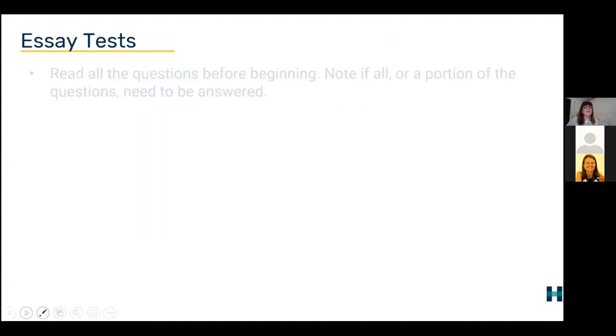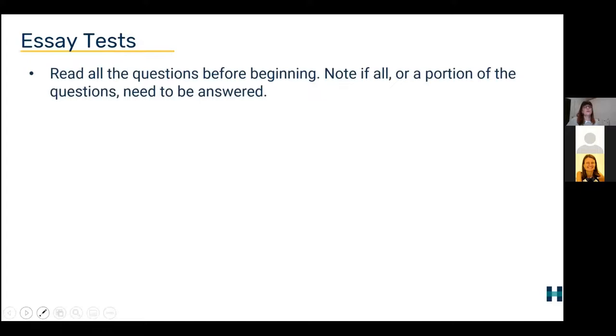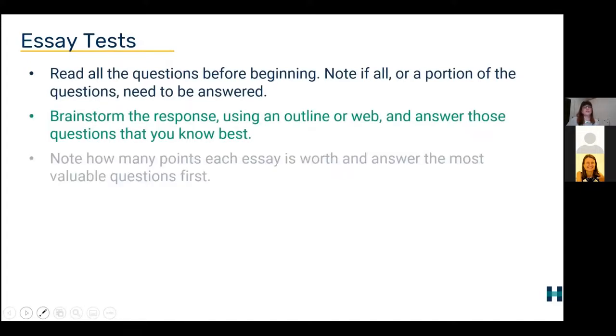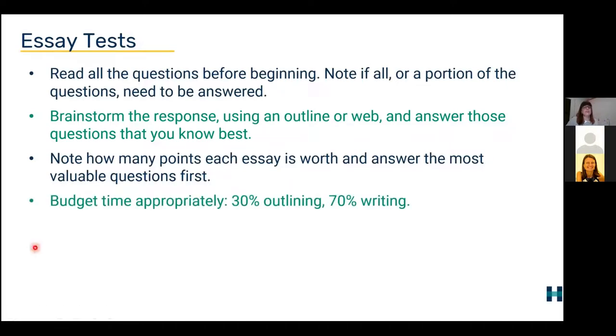Essay tests: read all the questions before beginning, and brainstorm. Don't let that brainstorming go away. Note how many points it is for the essay, and so how much valuable time you want to use on it. Budget your timing. I can outline it.